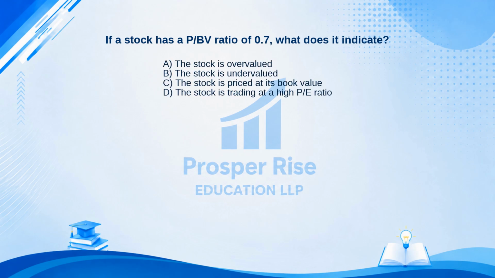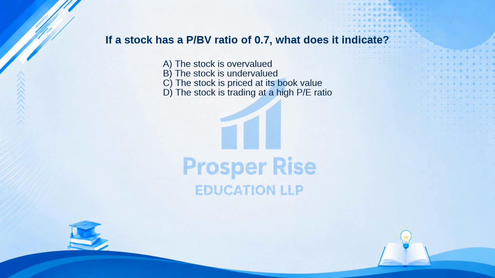Here are your options. A. The stock is overvalued. B. The stock is undervalued. C. The stock is priced at its book value. Or D. The stock is trading at a high PE ratio. Take a moment to pause the video and decide.